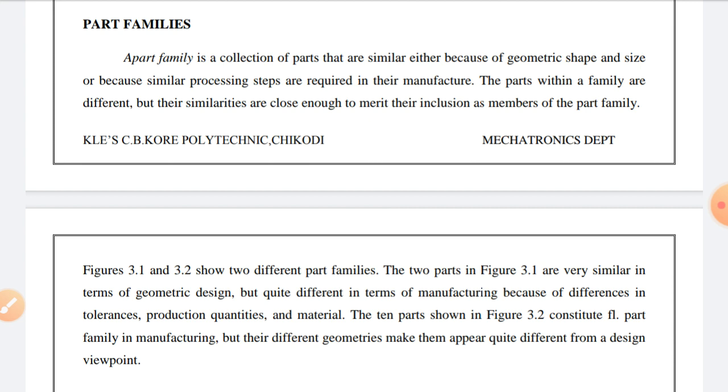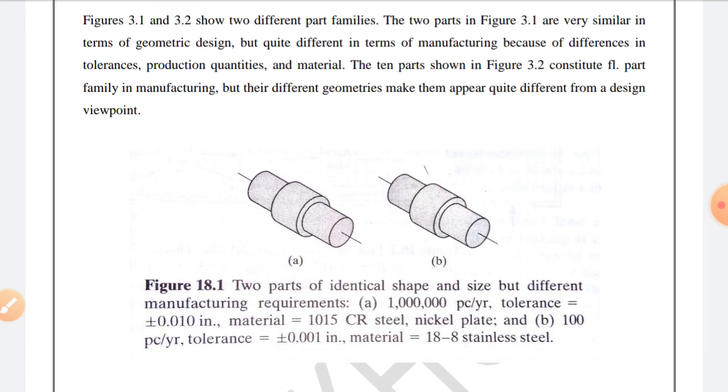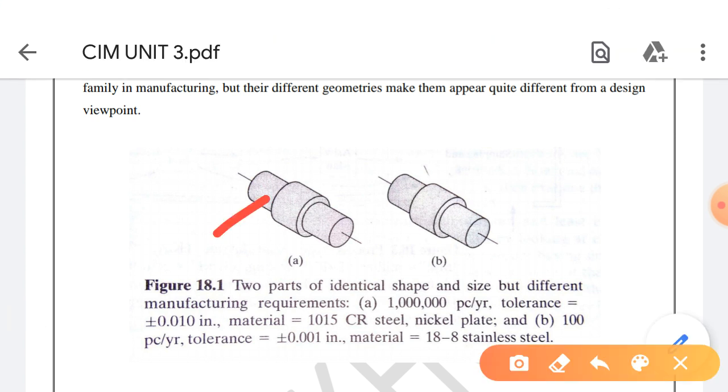Okay, example, you are seeing the figure here. In this figure, you are seeing that the object is very similar, but when you go process-wise, it is different. The figure is very similar in geometric shape, but quite different in terms of manufacturing because of differences in tolerance, production quantity, and material.